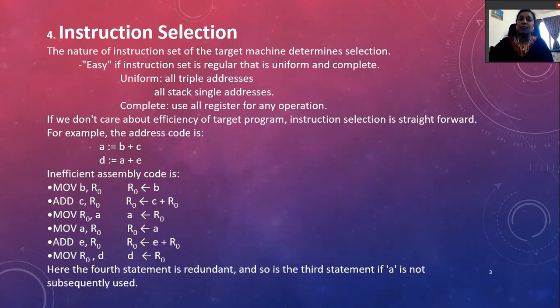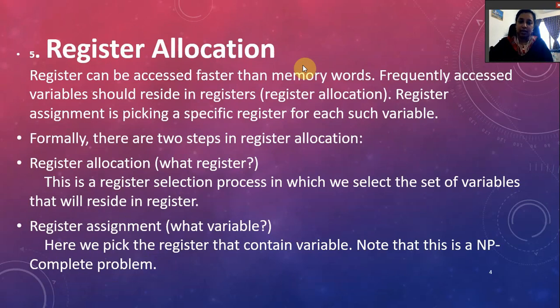So such type of analysis is required for efficient programming, and therefore the selection of instructions and the order in which the instructions get executed plays a major role when you generate the assembly language code or the machine language code. And the next one is register allocation. Which register are we going to choose?